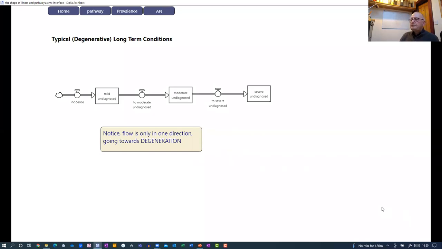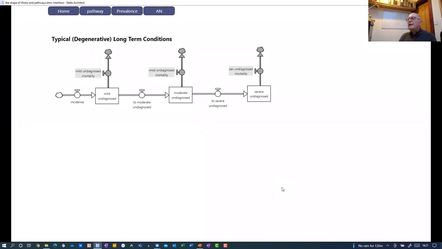In system dynamics, we've more often been modeling long-term conditions, starting probably in the United States with diabetes. In the United Kingdom, probably being more concerned with dementia. But the typical structure of such a model is that a long-term condition is degenerative. It goes only in one direction. So there is incidence, and then there is progression from left to right. It looks something like this, often described in terms of mild, moderate, and severe. Also with mortality. So people with a mild state of this condition might die from some other condition. So there's mortality at all points.